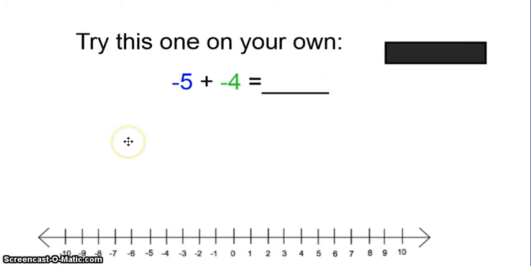And I'd like you to try this one on your own. We have a -5 plus a -4. So if you didn't write the last one in your notes, you can write this one in your notes, and that would be great. So if you could pause the video and look at that.